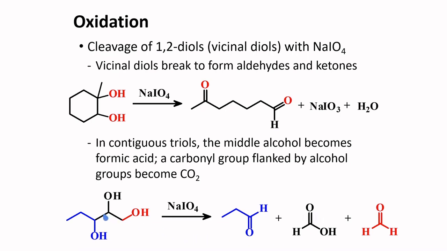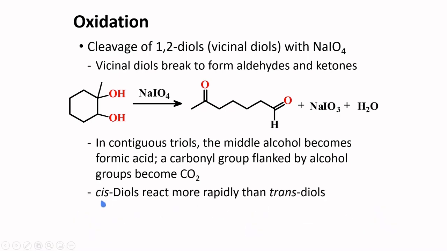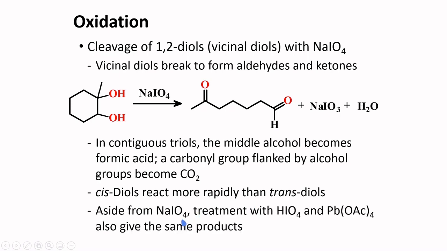If this is a carbonyl group, and this carbonyl group is flanked by OH groups, this will be converted to carbon dioxide upon cleavage of these two bonds. Cis-diols react more rapidly than trans-diols. This can be explained by the mechanism of this reaction, but this topic is beyond our course. Aside from sodium periodate, treatment with periodic acid and lead tetraacetate also give the same products.